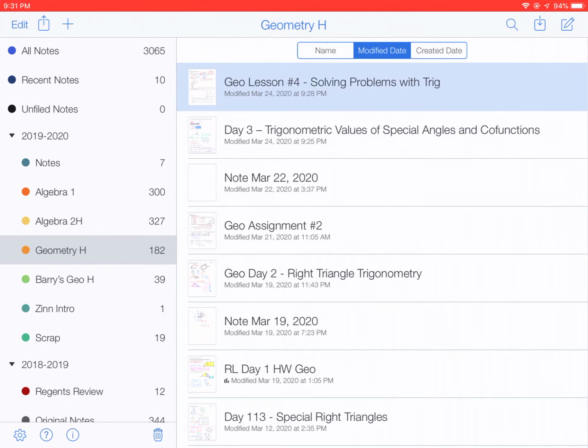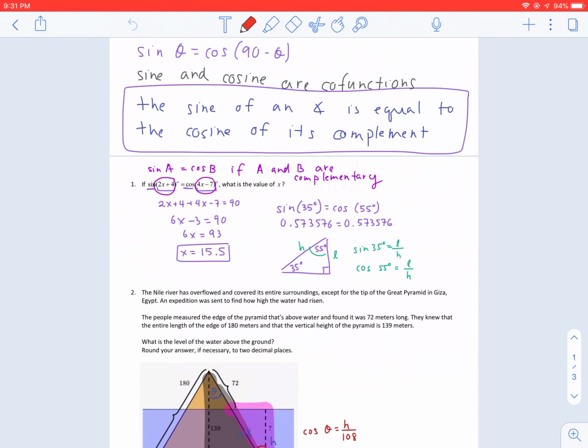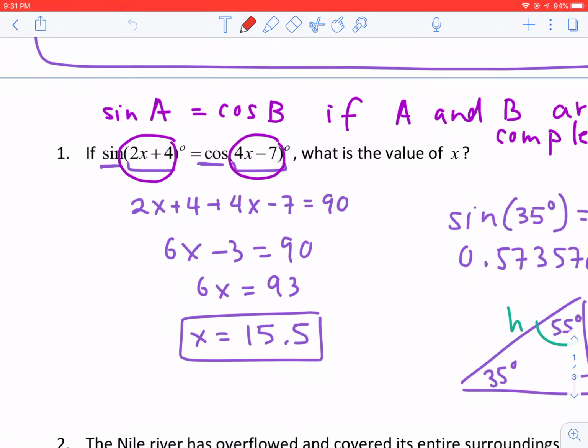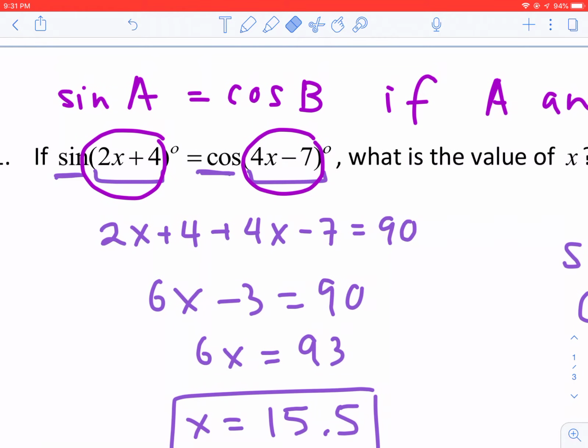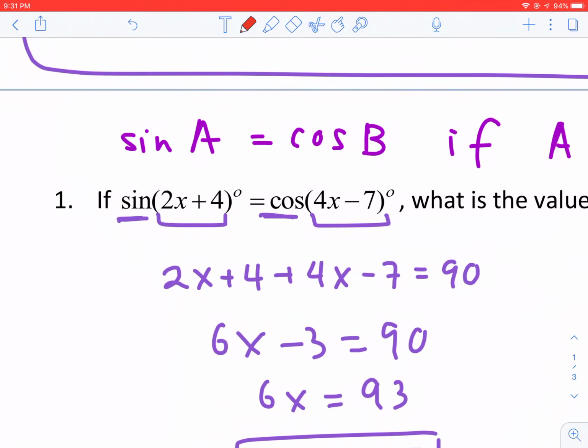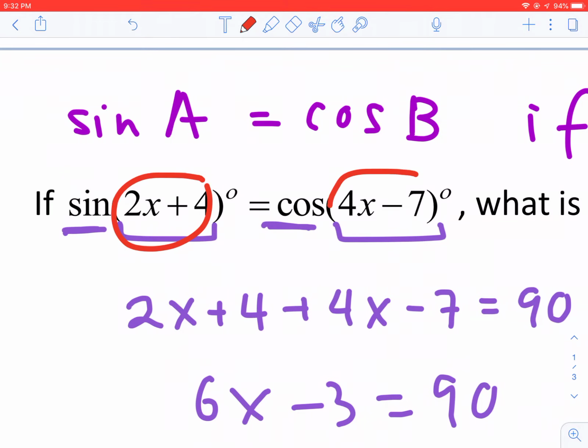And I think the reason you were doing that is because if you looked at the example I did over here, that's what I did. I set the two angles equal to 90, adding them up. But this question is completely different. This question is asking if sine of 2x plus 4 equals cosine of 4x minus 7, then what does the value of x have to be? I'm taking the sine of some angle and the cosine of another angle.